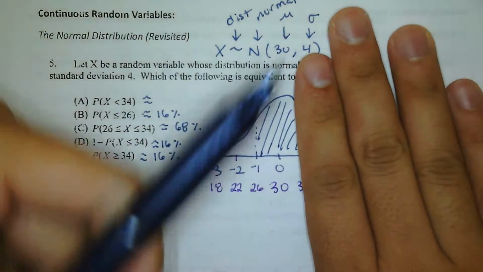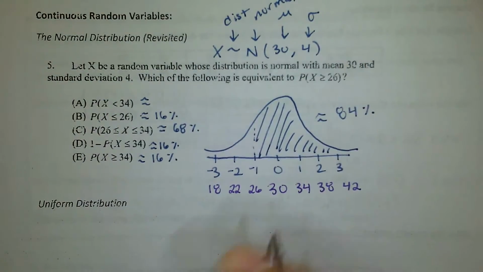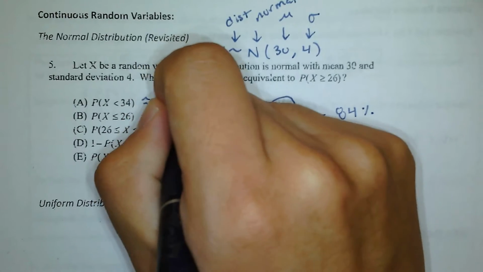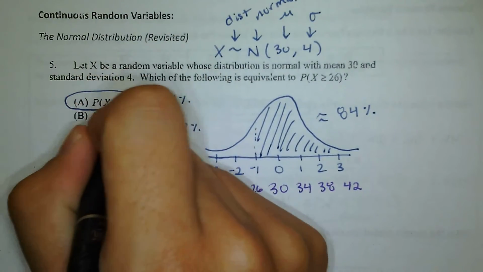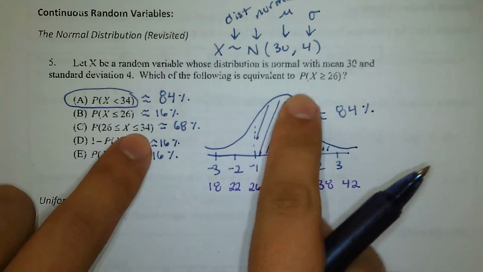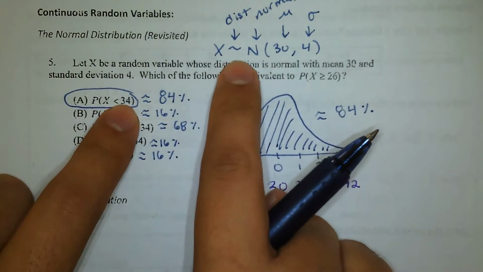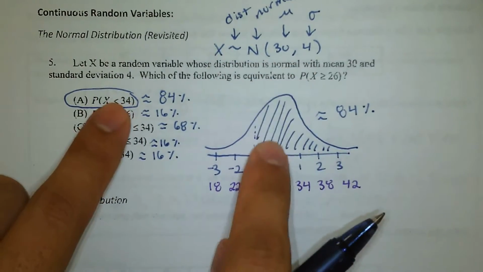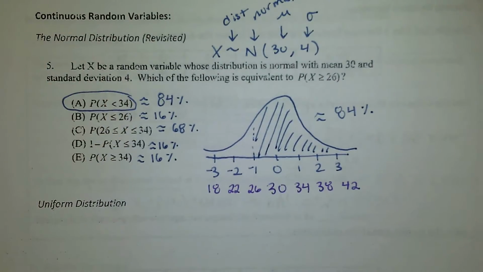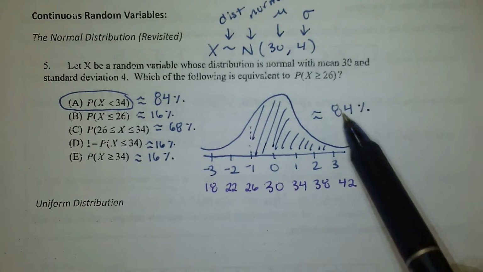If x is less than 34, 50% happens below the 0, another 34 here. 50 plus 34 will give us approximately 84%. So it looks like answer choice A would be best modeled, would have the same probability as x being greater than or equal to 26 if x is a random variable distributed normally with these parameters. So these two probabilities would be equivalent to one another, as we can see here through the empirical rule. That was just revisited there: again, parameters, picture, probability statement.